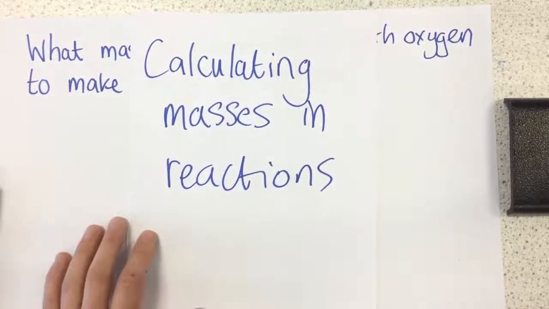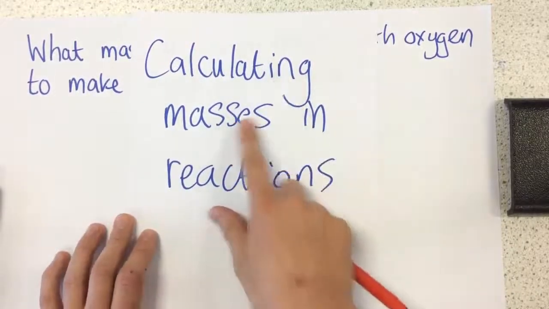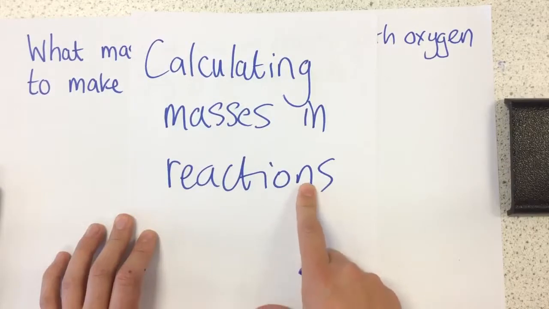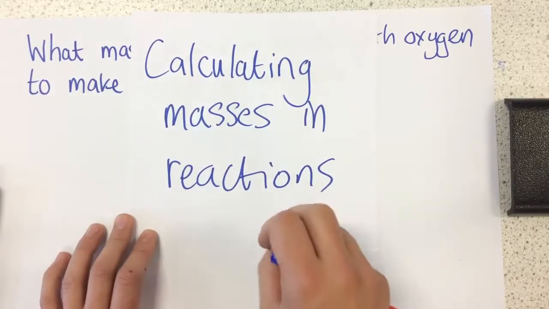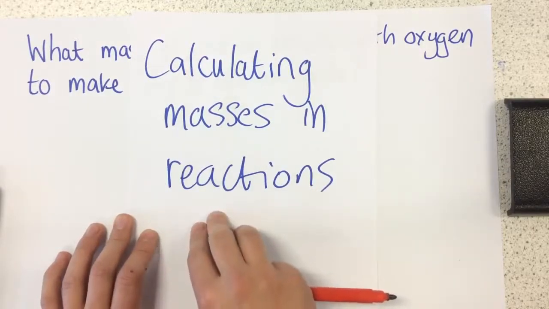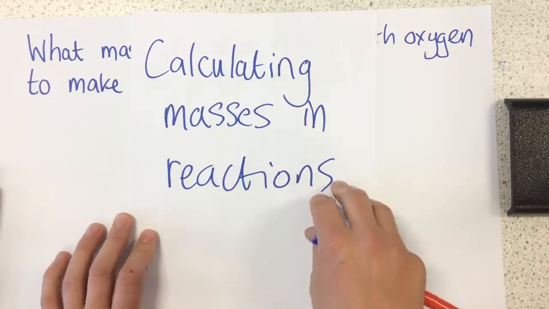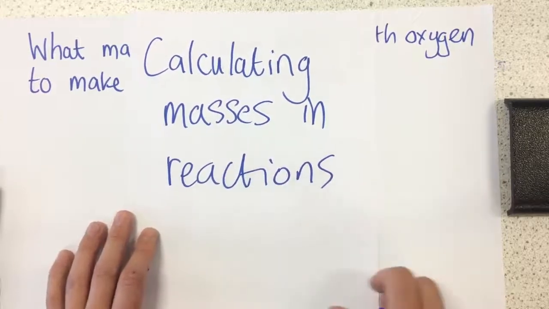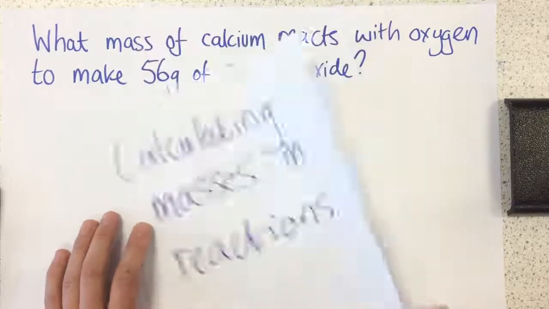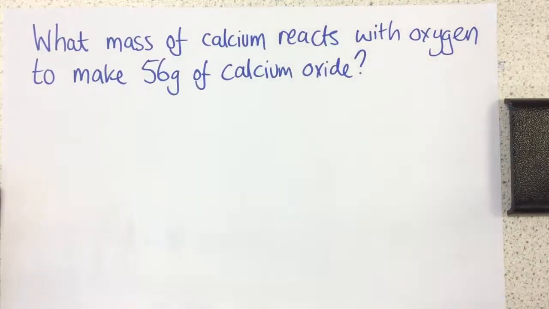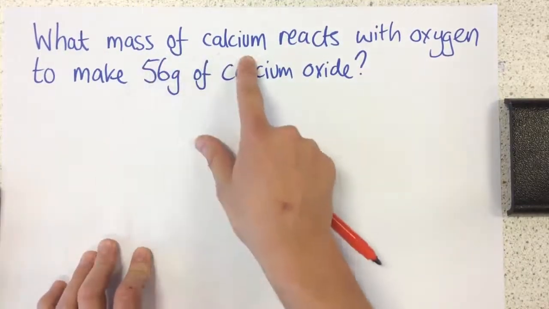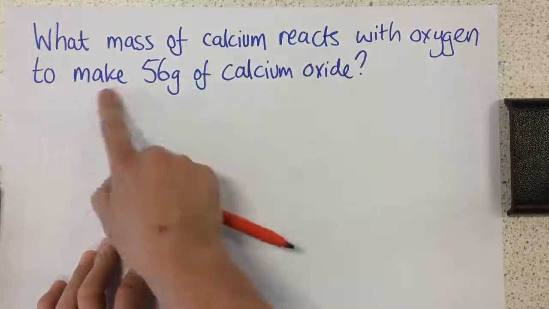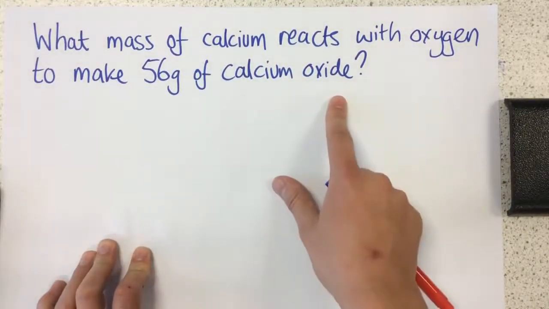Okay, today I'm going to teach you something from C2, which is about calculating masses in reactions. What this is all about is seeing how much of a certain substance is required in order to make another substance. And we can do this using the periodic table and some calculations. So here's the kind of question you might get. What mass of calcium reacts with oxygen to make 56 grams of calcium oxide?